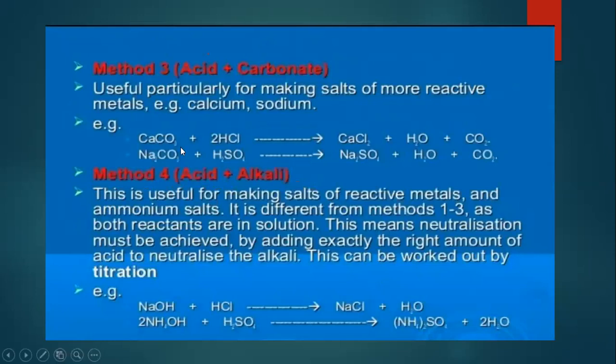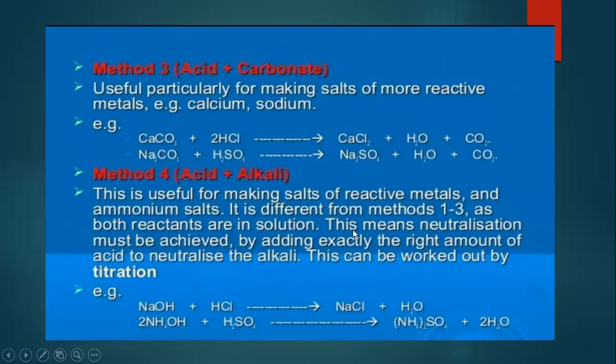Third method is when acid reacts with metal carbonates, the product will be salt, water and carbon dioxide. This method is useful for making salts of more reactive metals. Next method is acid plus alkali. This is a useful method for making salts of reactive metals.